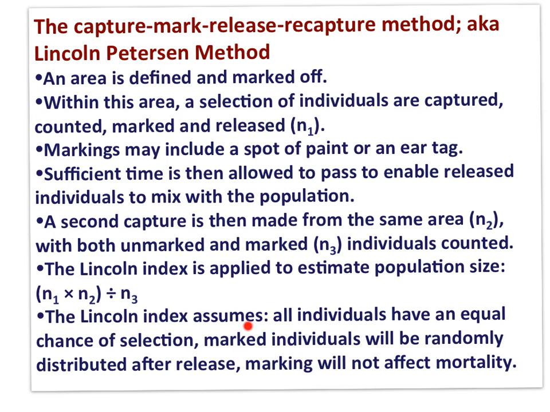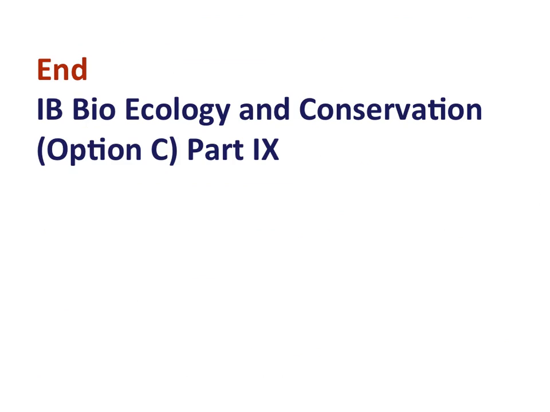The Lincoln index assumes that all individuals have an equal chance of selection. Marked individuals will be randomly distributed after release, and that marking will not affect mortality. And that brings us to the end of IB Bio, Ecology, Conservation, Option C, Part 9.